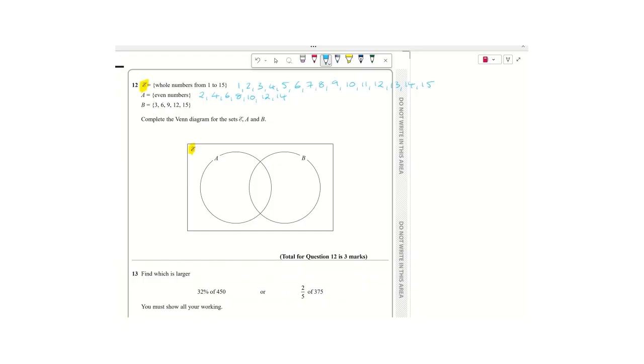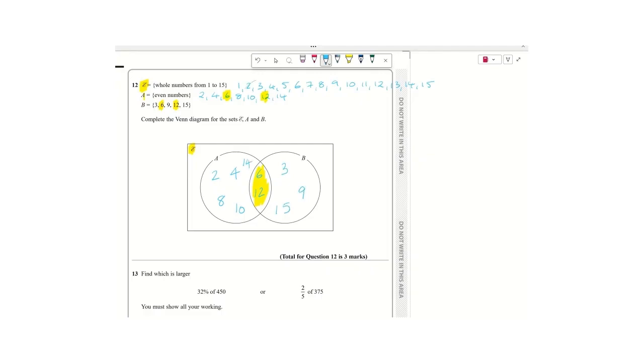And we've got to fill in our Venn diagram. So in this middle bit is the numbers that are in A and B. So if you look at A here and B, I've got 6 and 12, which are in both. So 6 and 12 are going in the middle. Anything else that's in A is just coming here. And anything else that's in B is going there.